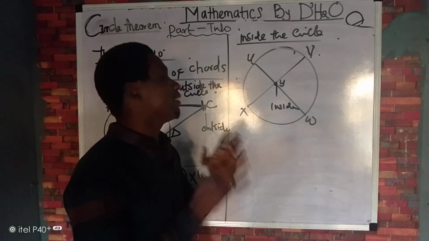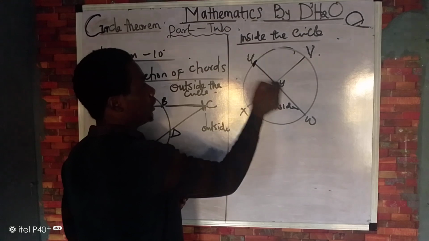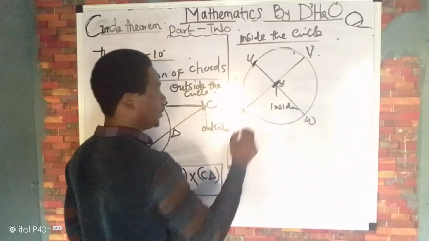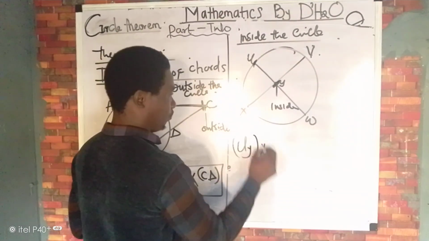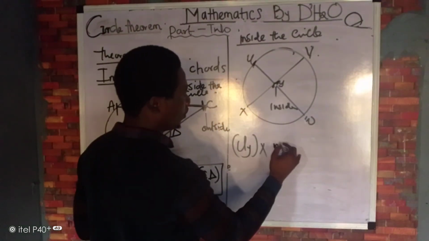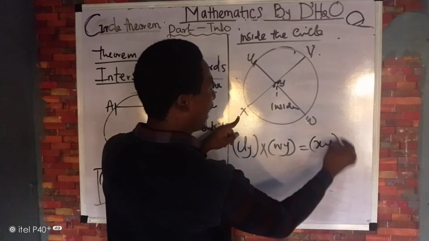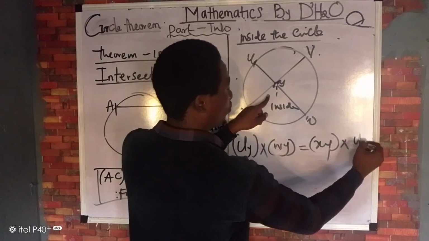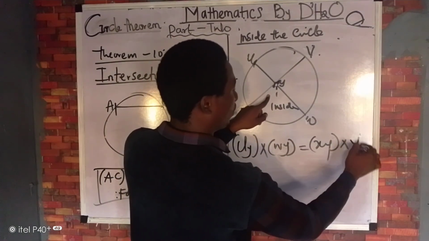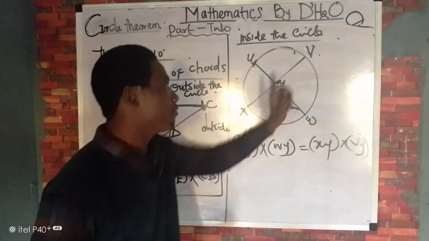Now, what about the intersection of two chords inside the circle? It's quite easy. Just do this to this: UY times WY equals the same thing, XY times VY. So it's very easy. Half, half, half, half.